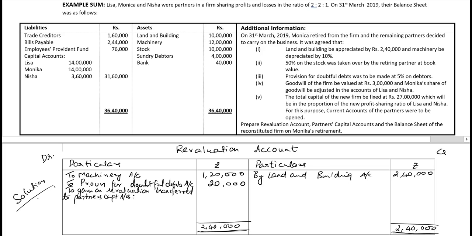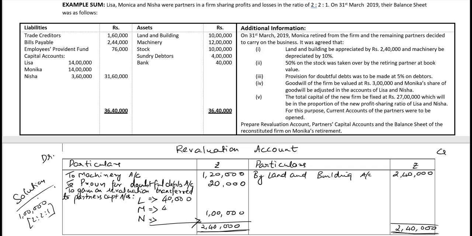The first partner, Lisa, second partner, Monica, and third partner, Nisha. The total gain on revaluation, 2,40,000 rupees minus 1,40,000 rupees, rupees 1 lakh. Rupees 1 lakh to be divided in OPSR 2:2:1. 40,000 for Lisa, 40,000 for Monica, and 20,000 rupees in the case of Nisha. So this is a revaluation account. Next, let's go to the partners' capital accounts.